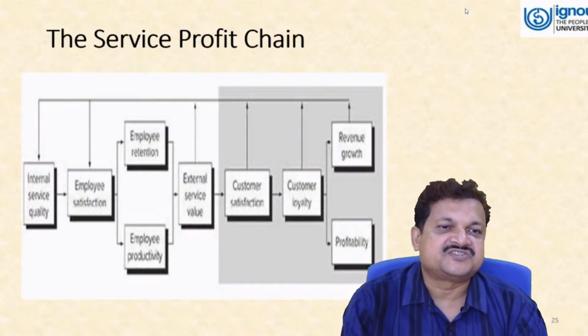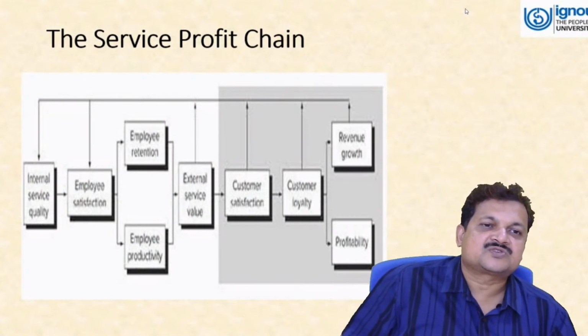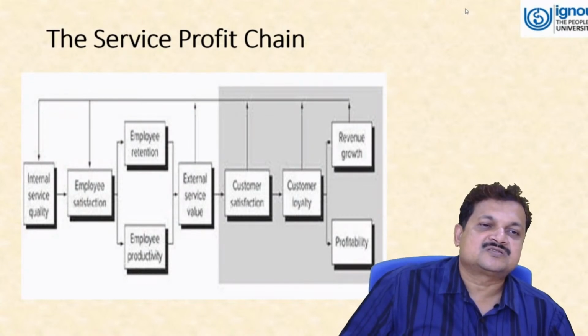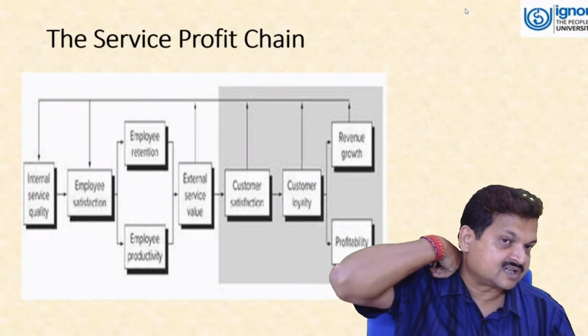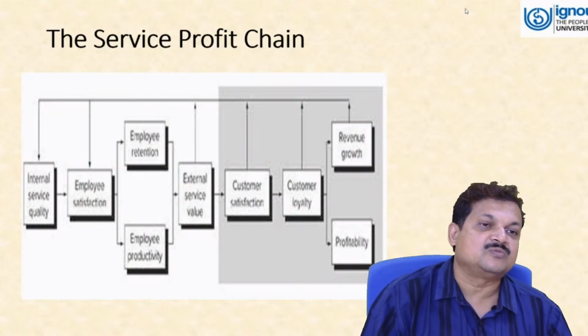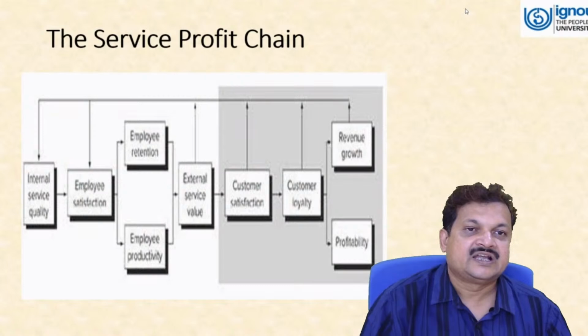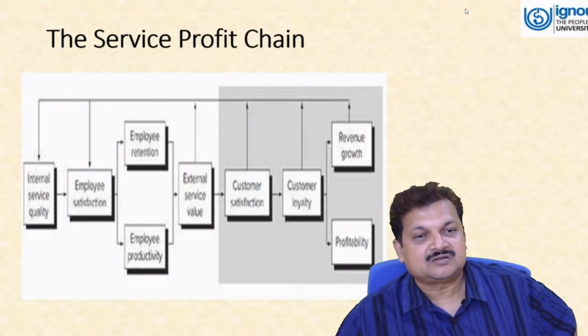Now the service profit chain. So how it operates. First is internal service quality. What kind of service quality are you maintaining within the organization? Service quality is good means the moment the employees join your organization, in the initial days they may feel the quality is very high, so whether they are able to achieve that or not. But later on the employee satisfaction will be there. So employee will be more satisfied with the quality work. And from there, employee retention and employee productivity. Employee retention will be more when the employee is more satisfied, and with the satisfaction, their productivity will go up.